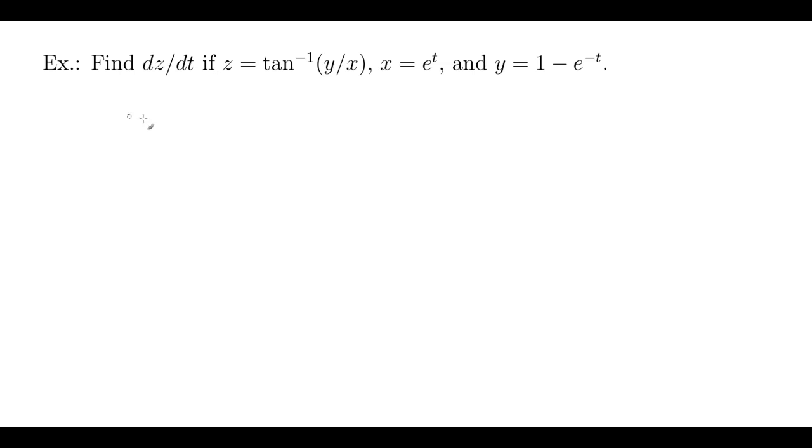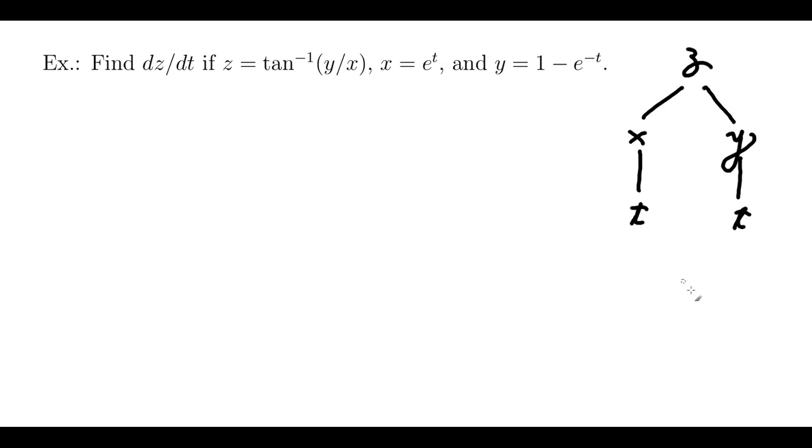So if we come back to this multivariate setting, now our variable z depends on two different variables, x and y. But x only depends on the single variable t, and y only depends on the single variable t. So if we draw a dependency diagram, we can see something like this.